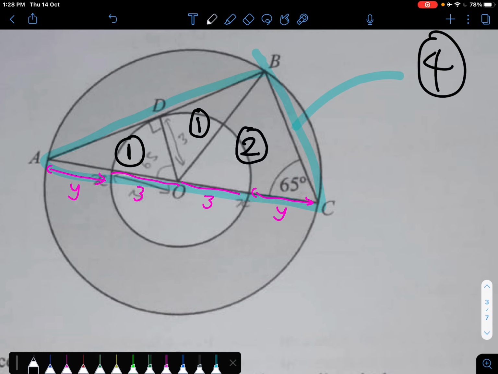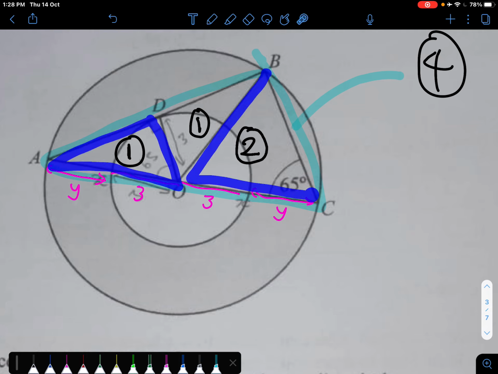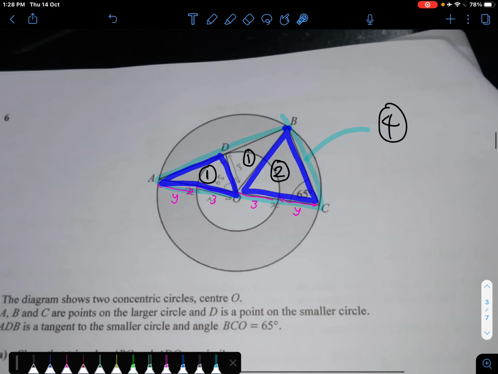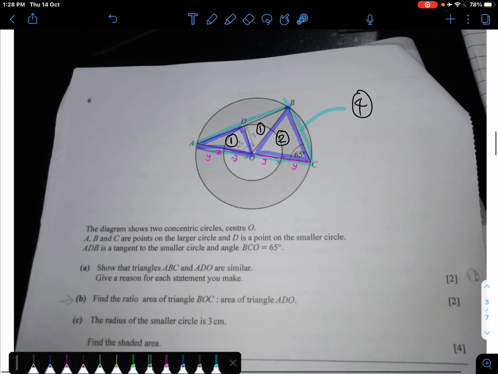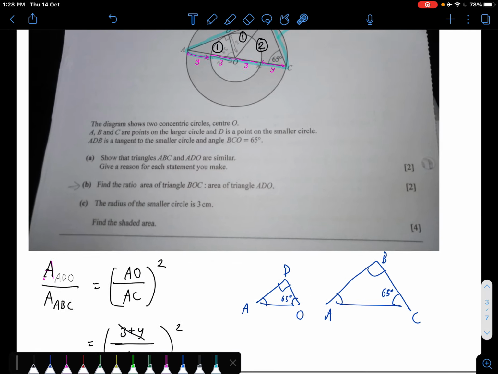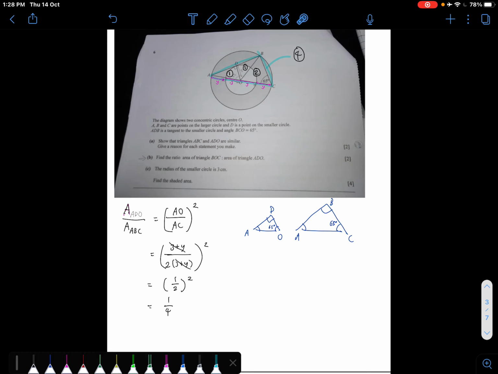2 units. Good. So now, can you see? This area is 1 unit. This area is 2 units. So now we can answer the question already. The ratio of the area of triangle BOC to triangle ADO is just 2:1. Okay? That's all.